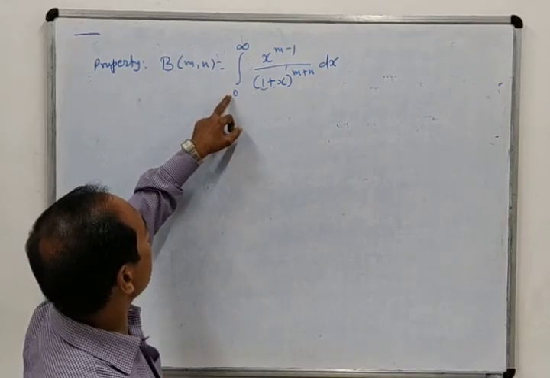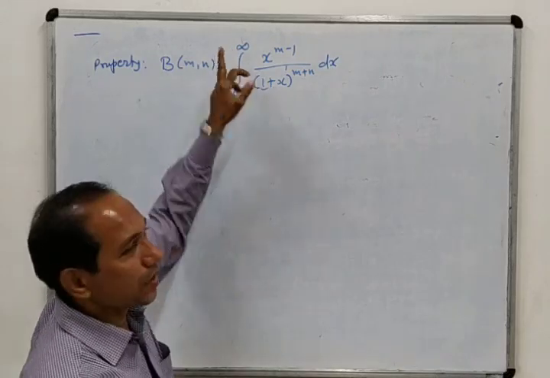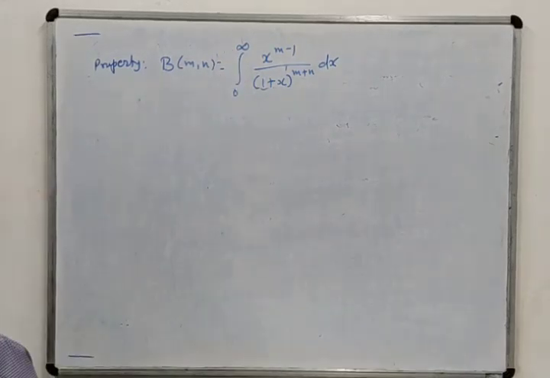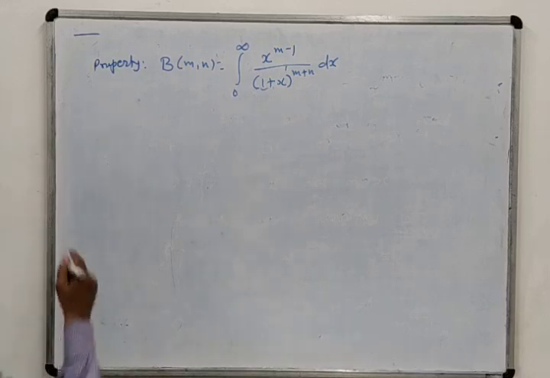But here you can see that the limits are from 0 to infinity. Sometimes this can also be considered as the definition of beta function. Okay? It is also very easy to prove. And the proof can be done very simply.